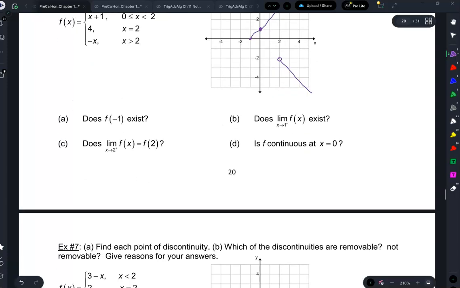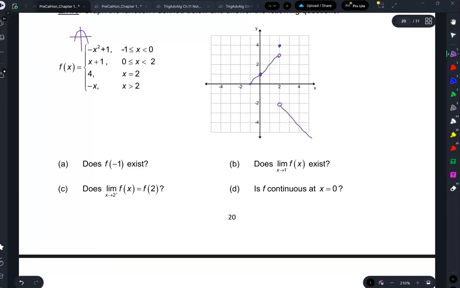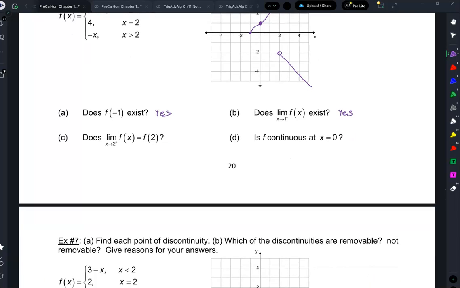Does f of negative 1 exist? Yes. Okay, B. Does the limit as x approaches 1 from the minus side exist? Yes. Trick question, I know. How about this: does the limit as x approaches 2 from the positive side equal f of 2? How much is the limit? It's 4, so no.